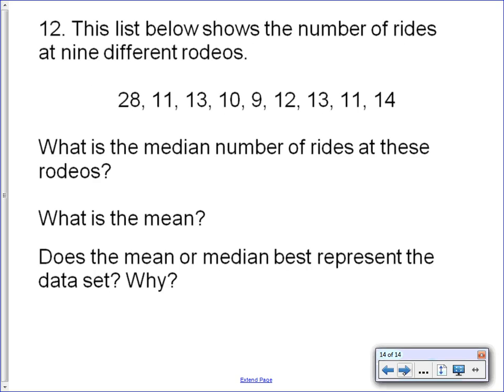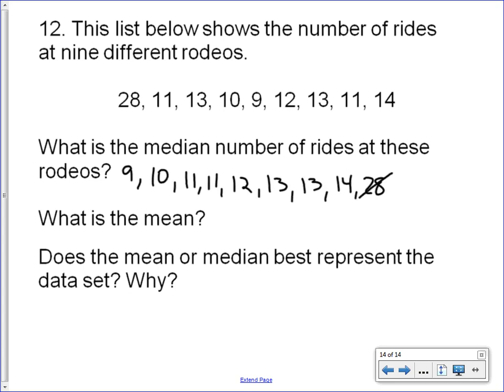Number 12, the list below shows the number of rides at 9 different rodeos. What's the median number of rides at these rodeos? I'm going to have to put these numbers in order first. So I'm going to do 9, 10, 2 11s, a 12, 2 13s, a 14, and 28. Now I'm going to cross through until I get to my middle number, which is 12, and that's your median.